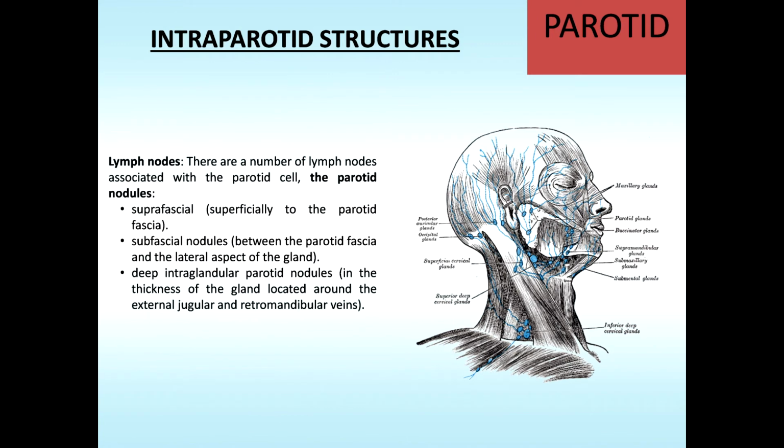Finally, we have the lymphatic drainage. Associated to these lymphatic vessels, we have the corresponding lymphatic nodes, which are also known as the parotid nodules. Then we can find the suprafascial ones, which are superficial to the parotid fascia. Then we have the subfascial ones, which are lying between the fascia and the lateral aspect of the gland. Then we have the deep interglandular parotid nodules in the thickness of the gland, located around the external jugular and the retromandibular veins.